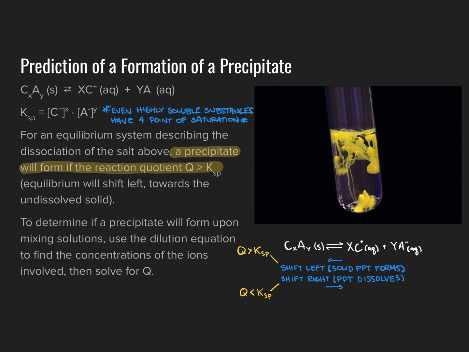So long story short, to solve these problems, we're going to first mix together two solutions. When those two solutions mix together, the total volume of the solution is going to go up, which implies the concentrations of all ions in solution will therefore go down. So we're first going to use the dilution equation to find the concentrations of the ions in solution upon mixing. And then once we have done so, we will solve for the reaction quotient Q to determine the direction of shift, as to whether or not a precipitate will likely form. Let's see an example of this on our next slide.